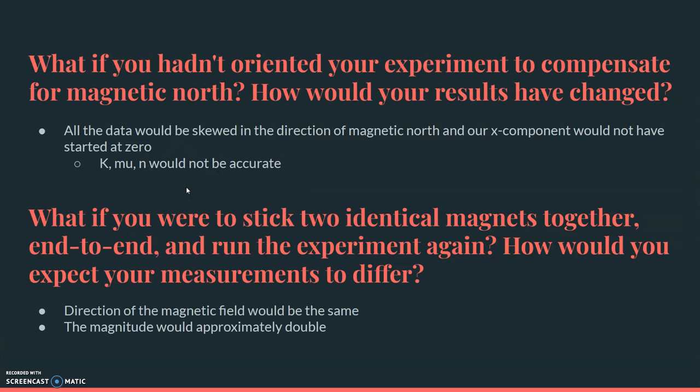And now onto the conclusion questions. Now if I hadn't accounted for magnetic north in my experiment, all of the data would have been skewed by the Earth's magnetic field in the direction of magnetic north, which means that the x component would not have been equal to 0 at the start of our experiment, which in effect would have made my values for k, mu, and n not accurate.